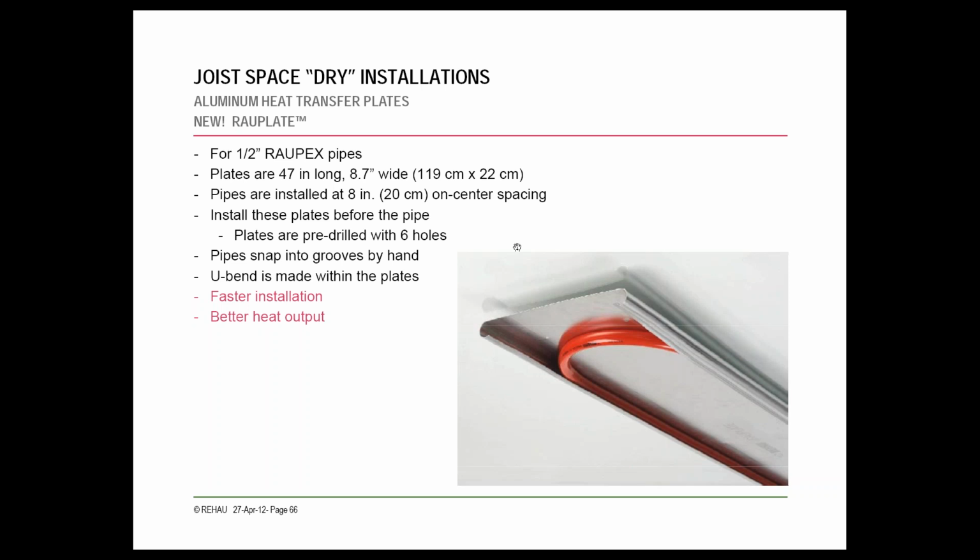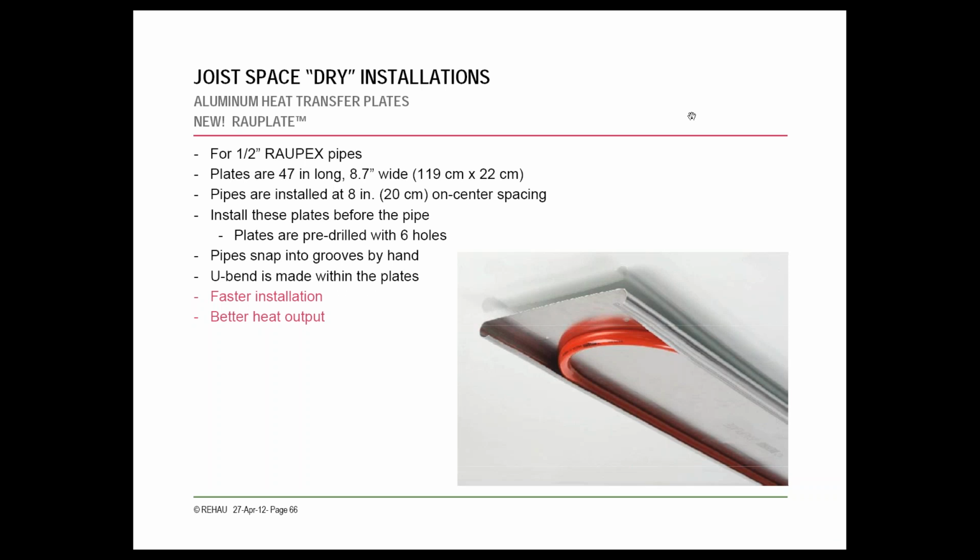This allows you to run two lengths of pipe in each joist bay with one aluminum heat transfer plate. They're 8 inches across, so it's basically set up for 16-inch floor joists. You can use it in any size spacing, but using it with 16-inch on-center floor joists will give you 8-inch spacing across the entire floor, which makes it nice and easy.